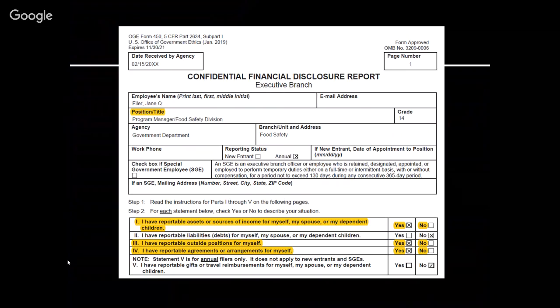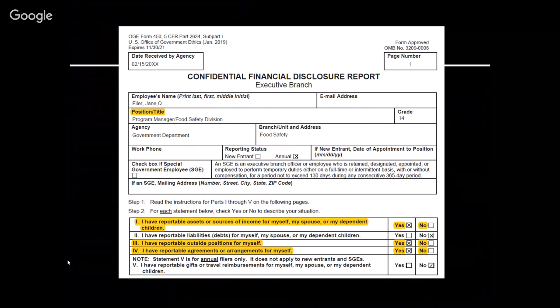This is where the employee is going to indicate whether or not they have actually had things to disclose in the various parts of the form. And again, this is a place where you can be of some help to ethics officials, because any place where they've marked a yes box, you should expect to see things having been disclosed on that part. Any place where they've said no, you should not see anything disclosed on that part of the form.